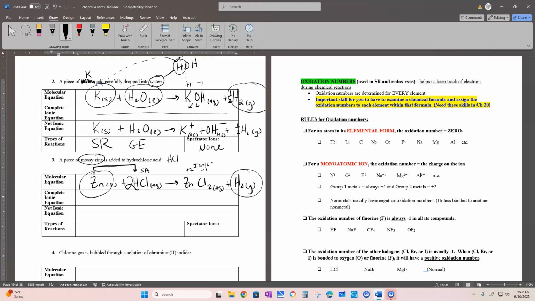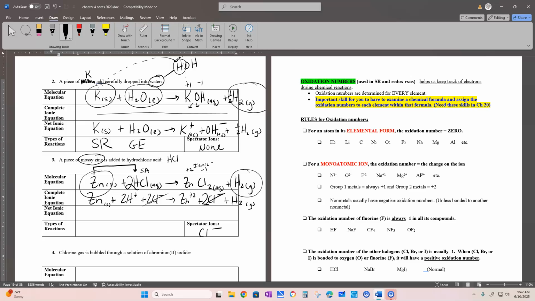So net ionic, I got my zinc. My 2 HCl, I'm going to dissociate my 2 H's and my 2 Cl's. And then for my zinc chloride, zinc +2, my chlorine, bring that 2 in front. And then I can't touch that gas. So do I have a spectator? Well, I got chlorine again as a spectator.